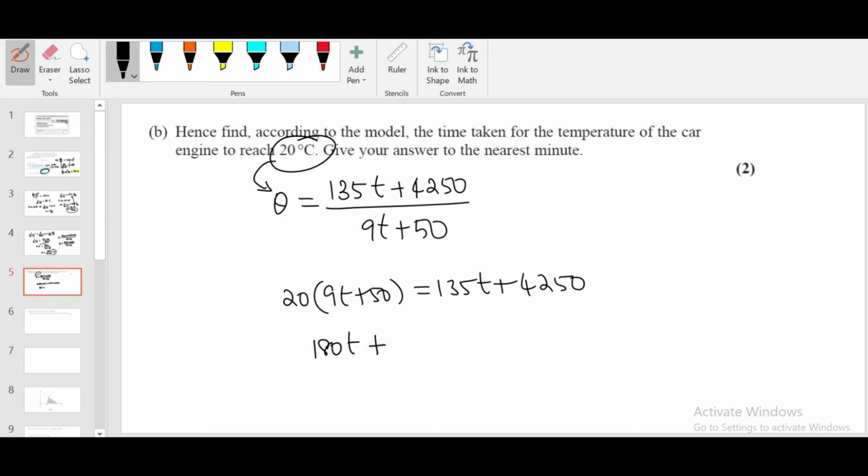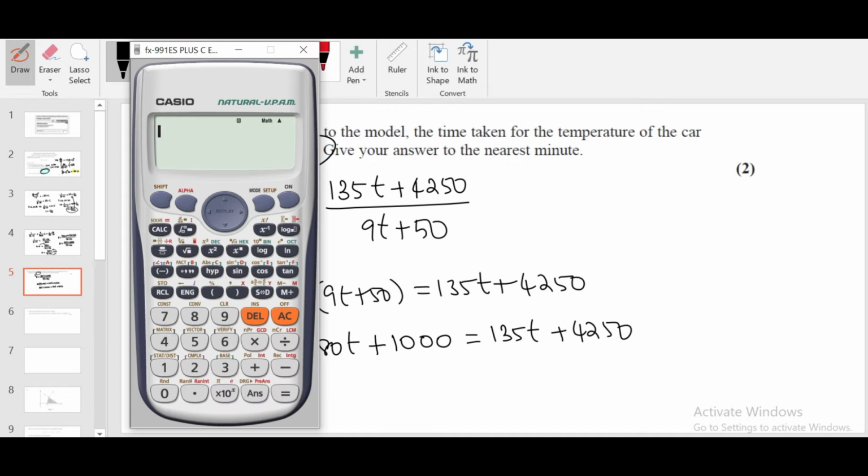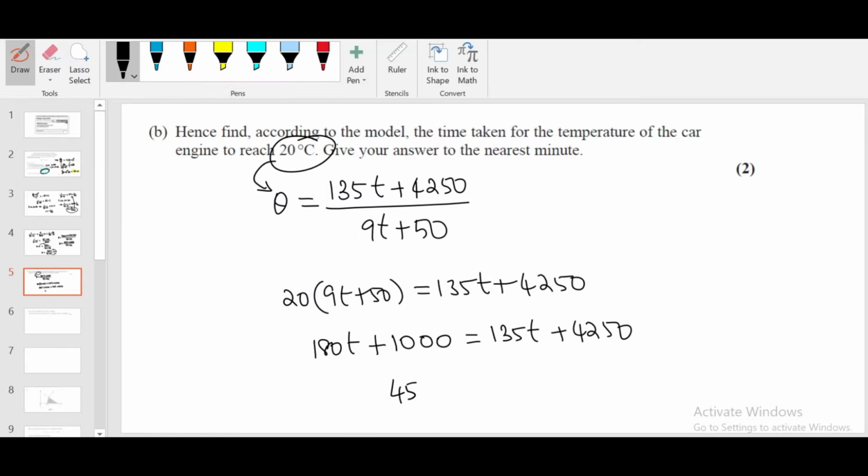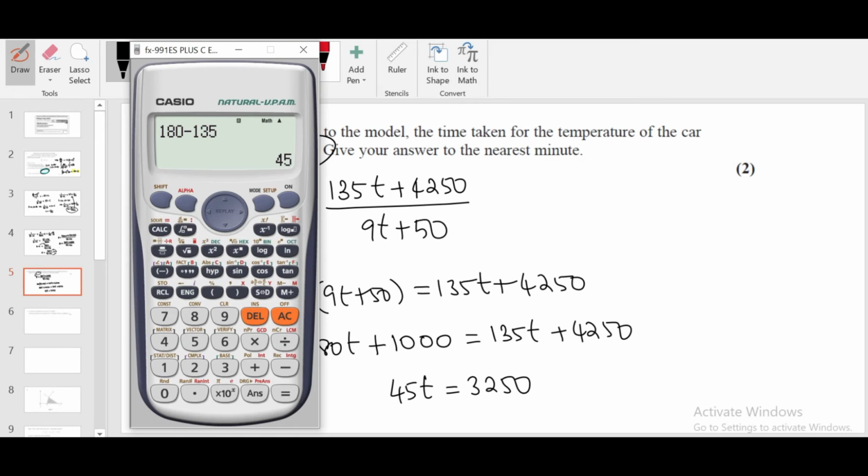Make t the subject. 20 times 90t is 1800t, and 20 times 50 is 1000, equal to 135t plus 4250. So 1800t minus 135t... 180 minus 135 is 45t, is equal to 3250. So t is 3250 divided by 45.